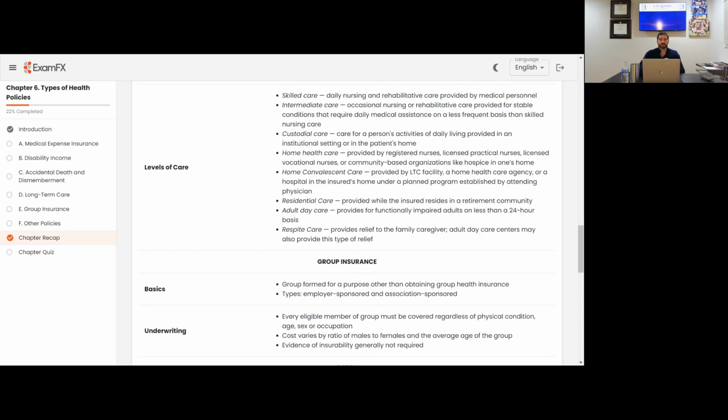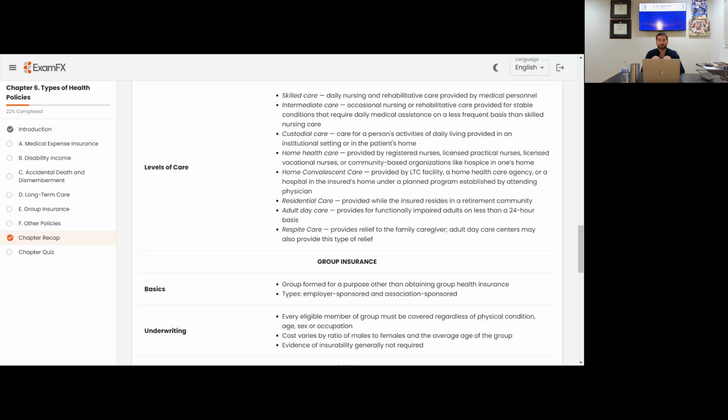Levels of care. Skilled care. Again, guys, that's going to be your daily nursing or rehabilitative care provided by medical personnel. Intermediate care, occasional nursing or rehabilitative care provided for stable conditions that require daily medical assistance on a less frequent basis than skilled care. Obviously, with skilled care, they're going to be a lot more hands-on. Intermediate's going to be a little bit in between. You're still a little bit self-sustaining in a long-term care situation, but you still need some kind of daily medical assistance one way or another.